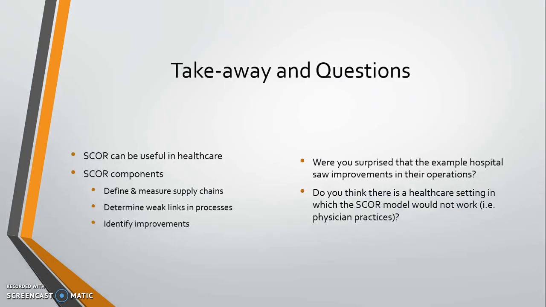Takeaway and questions. The supply chain operations reference or SCOR process used in other industries such as manufacturing can be useful in healthcare. The main components and actions of SCOR, as we saw in the example of the New York State Hospital, were to define and measure supply chains, determine the weak links in processes, and identify necessary improvements. Questions to follow up with this presentation are, were you surprised that the example hospital saw improvements in their operations? Do you think there is a healthcare setting in which the SCOR model would not work, for example, in physician practices?